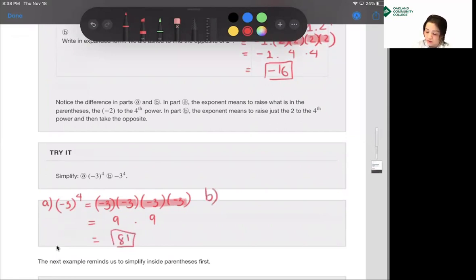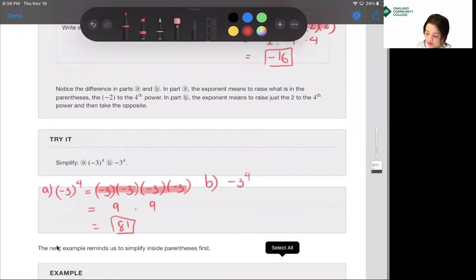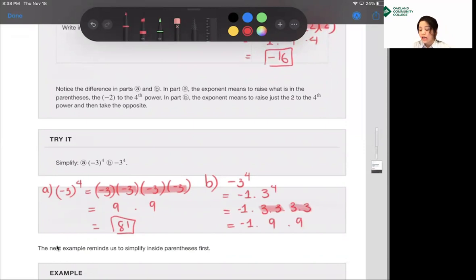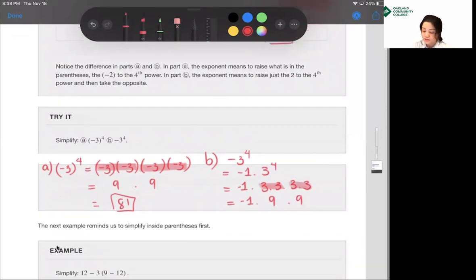Problem B, I have -3 to the 4th power. If I was you, I would rewrite it as -1 times 3 to the 4th. Right? So that means -1 times 3 times 3 times 3 times 3, 4 times. -1 times 3 times 3 is 9. And then another 3 times 3, that's another 9. -1 times 9 is -81.